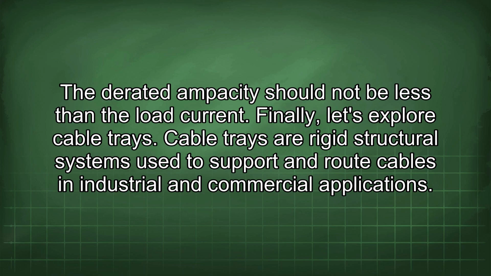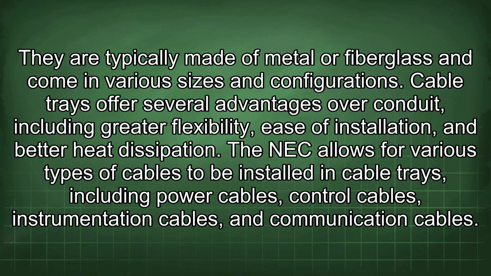Finally, let's explore cable trays. Cable trays are rigid structural systems used to support and route cables in industrial and commercial applications. They are typically made of metal or fiberglass and come in various sizes and configurations. Cable trays offer several advantages over a conduit, including greater flexibility, ease of installation, and better heat dissipation.